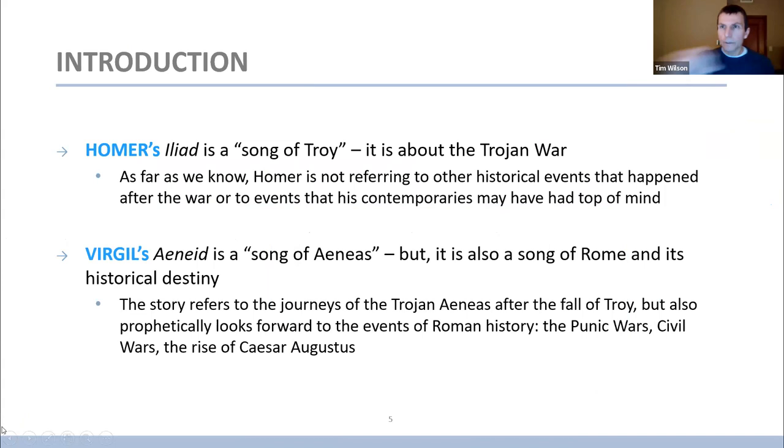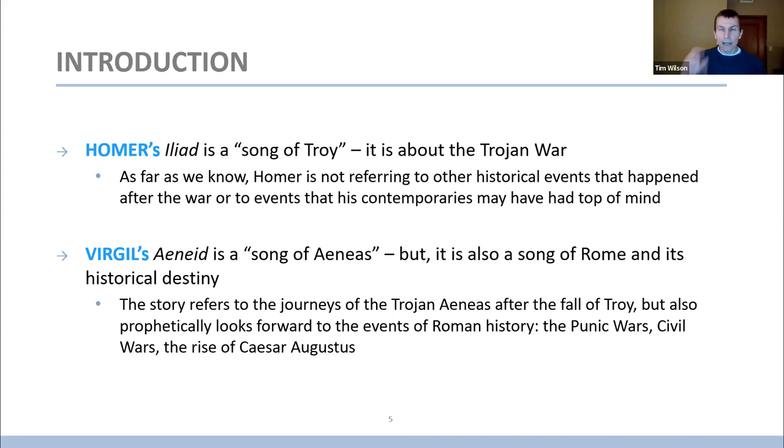Homer's Iliad is a song of Troy, so it's about the Trojan War, as we all know. And as far as we know, he's not referring to any other historical events that happened between the Trojan War and, let's say, around the time he's writing. As far as we know, there's not a lot of topical references. Whereas that's not the case for Virgil, as I just pointed out.